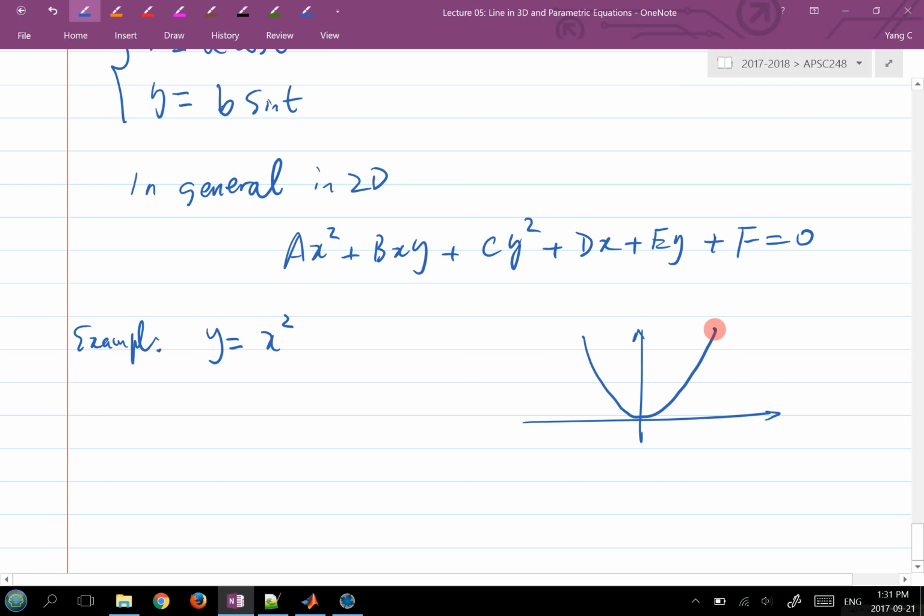How do I get a parametric equation for this y equal to x squared? Very simple. One solution is you simply let x of t equal to t, and then y of t will become what? t squared. So that's one possible solution for parameterizing this y equal to x squared.